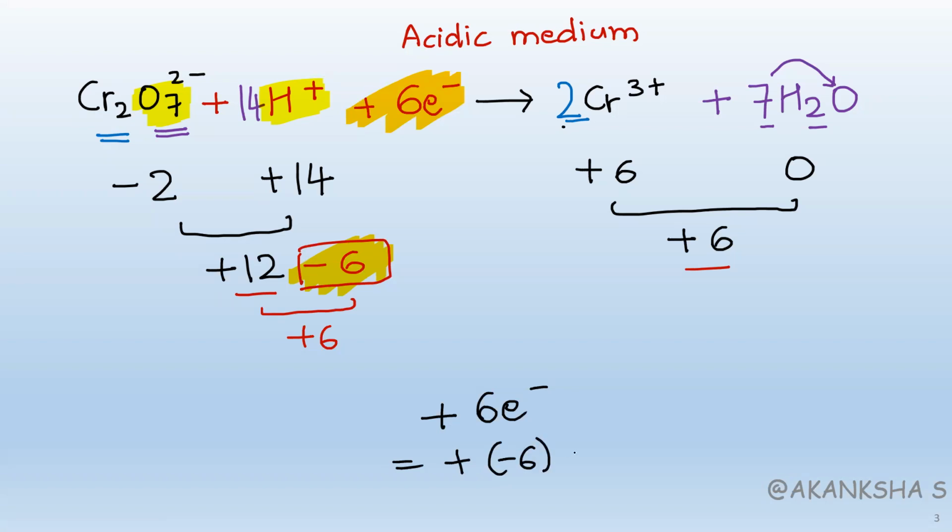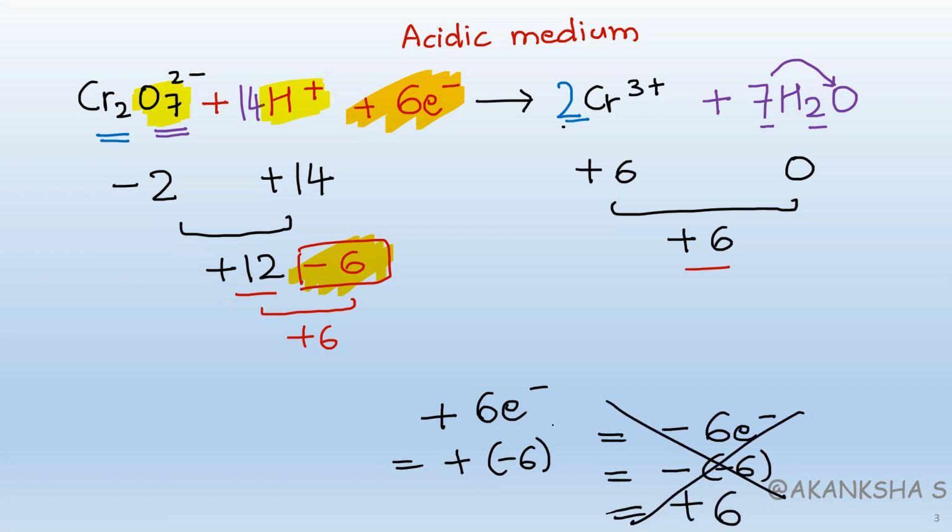Whenever we are writing electrons, we need to consider that they are bound to have negative charges. So if you write minus 6 electrons, you are actually considering it minus 6, which is actually plus 6. We do not want 6 plus, we want our 6 electrons to be plus. That is the reason why we are considering this, and this forms your general acidic equation.